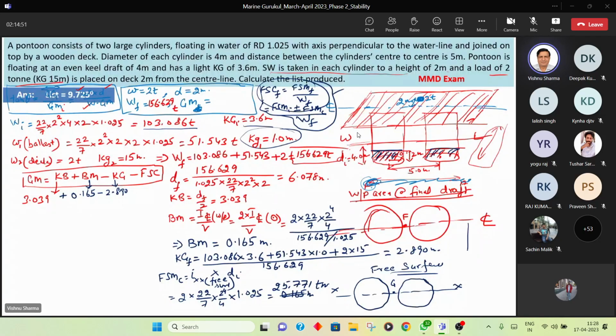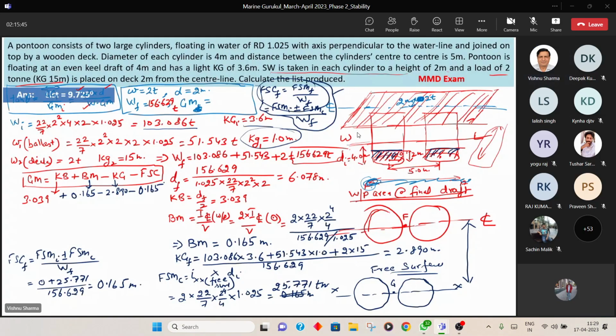See, please appreciate the difference between these two diagrams, then you'll never have confusion. They are the same diagrams, but they represent two different things in two different situations, right? So, final FSC will be equal to FSM initial plus minus FSM caused divided by final displacement. This is equal to 0 plus 25.771 divided by the final displacement of 156.629. Now it will give you 0.165. Am I now correct? Correct, guys? Yes, sir.